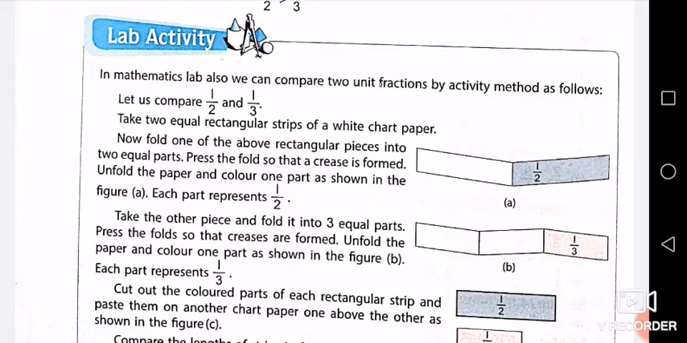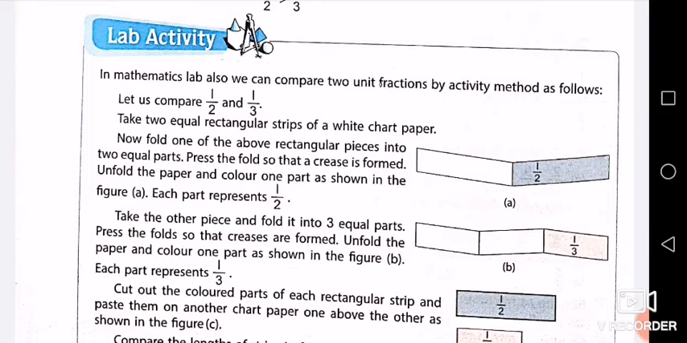Now fold one of the above rectangular pieces into two equal parts and another into three equal parts, and mark it. When you fold it, one crease will be formed. Unfold the paper and color one part as shown in the figure. Each part represents 1 by 2. Another piece of the paper, fold it into three equal parts, then unfold it. When the creases are formed, you will put a line on them with a sketch pen, and then each part will represent 1 by 3.